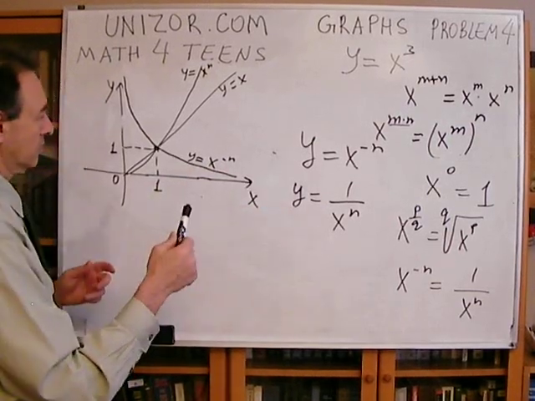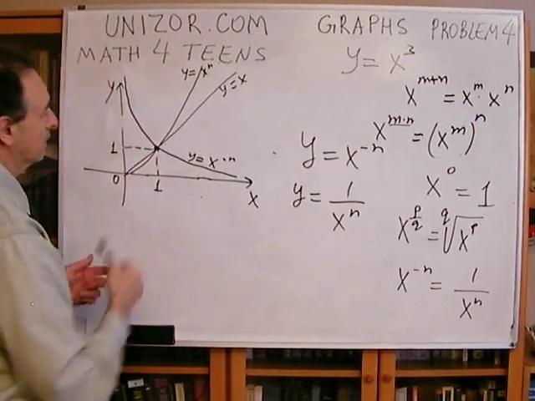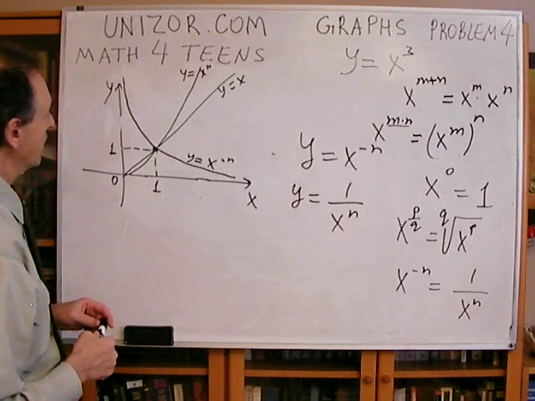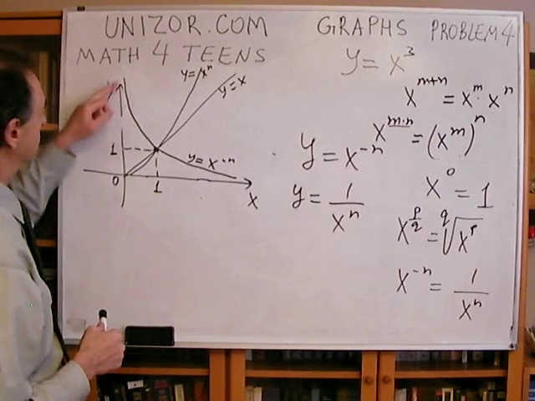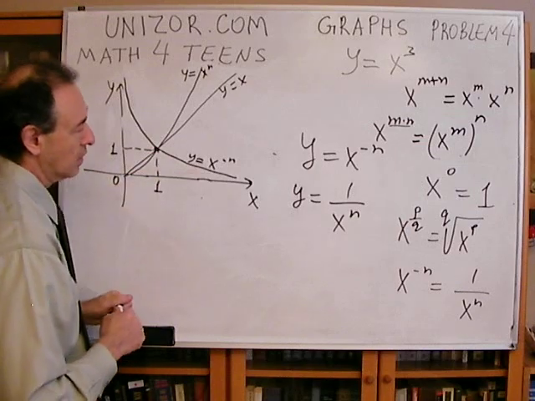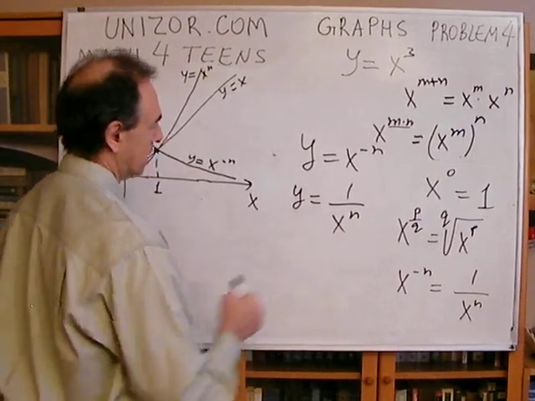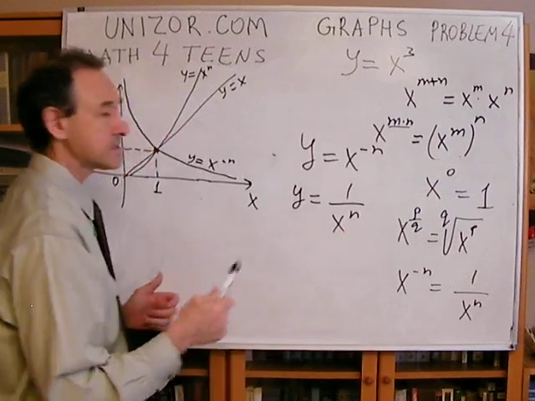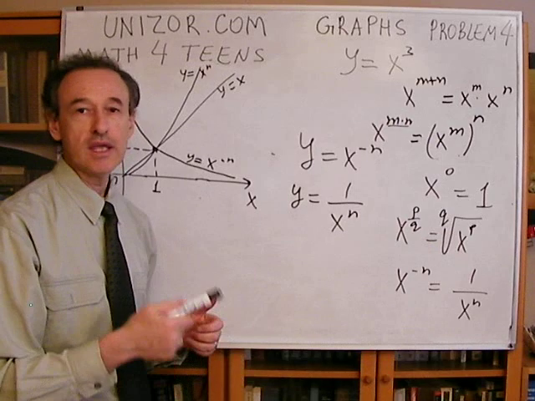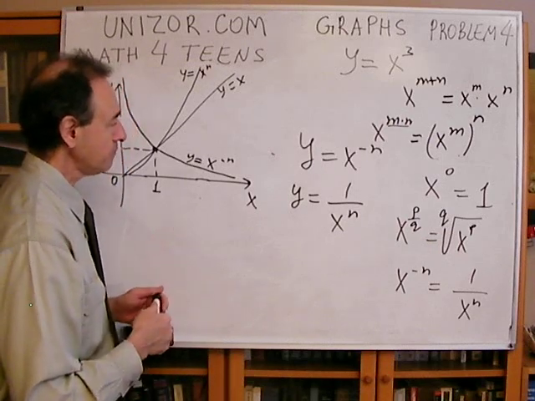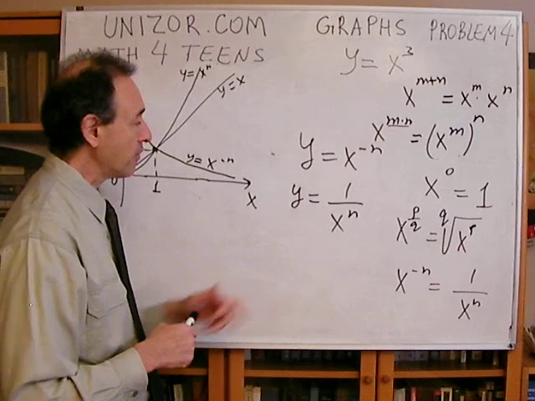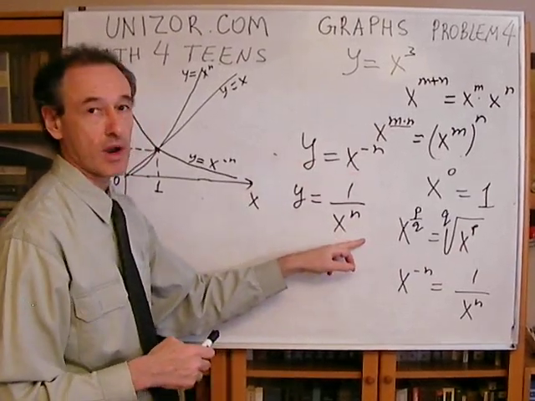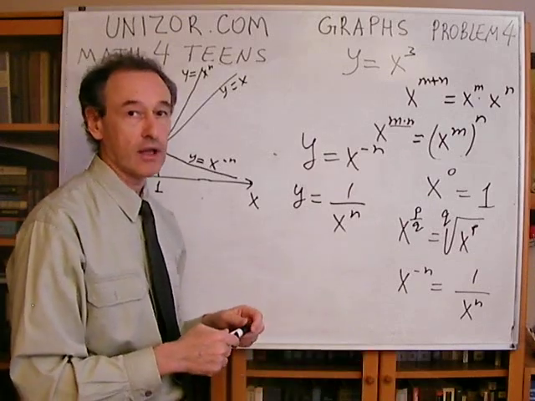Let's compare n is equal to 1 and n is equal to 2. So, if n is equal to 1, I have y is equal to 1 over x. But if n is equal to 2, it will be 1 over x squared, right? Now, which goes to 0 faster if x goes to infinity? Obviously, x squared grows faster to infinity, so 1 over x squared will be faster going down to 0.